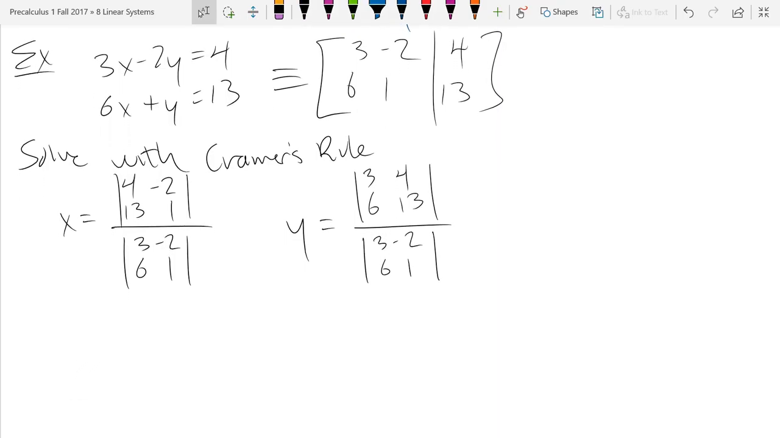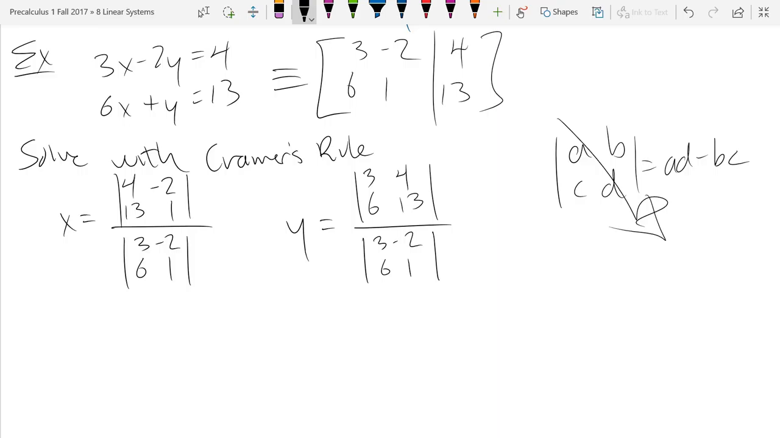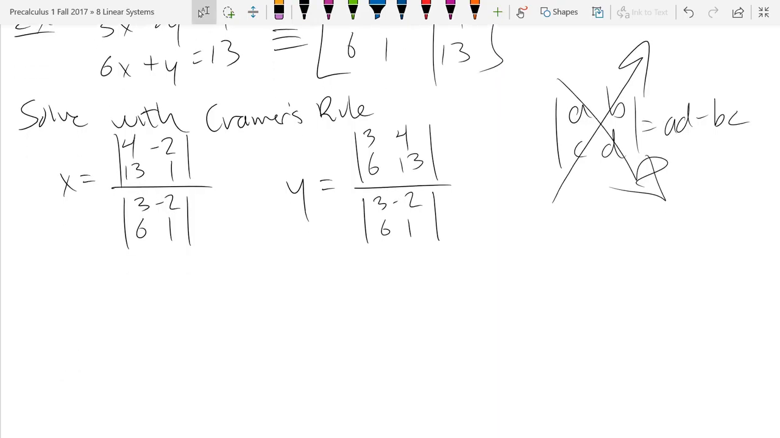So go ahead, compute these determinants. Just remember the 2 by 2 is AD minus BC. So you're just going diagonals. Oh, it's a bad arrow. There we go. Go across the diagonals. So compute these out right now.